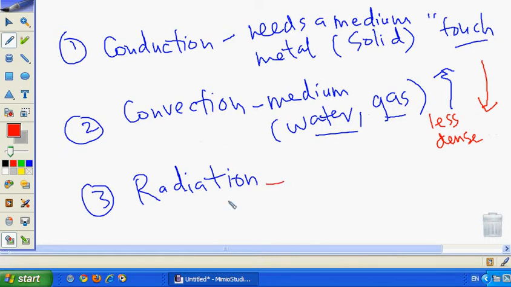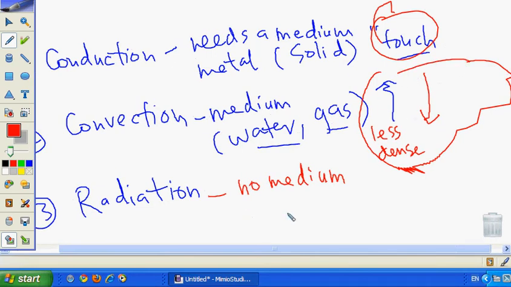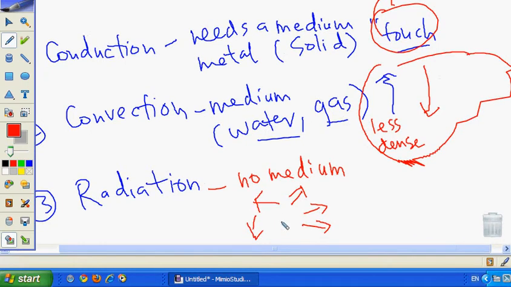The last one is radiation. How do you differentiate? For radiation, there's no medium, and it can travel through vacuum. Radiation is very special. You will notice conduction, you need a touch. Convection, you need a movement up and down. But for radiation, it's 360 degrees. There's no specific direction. So the sun can provide us the heat in all directions.